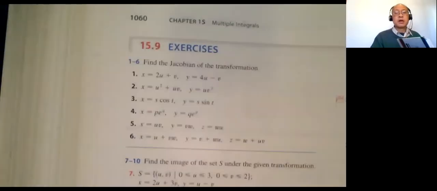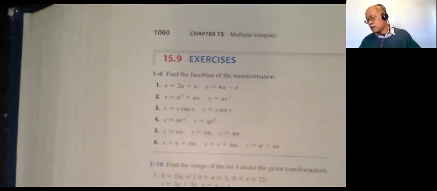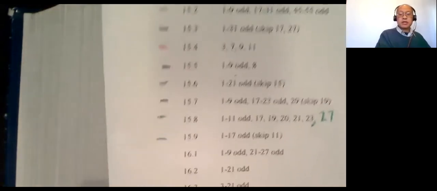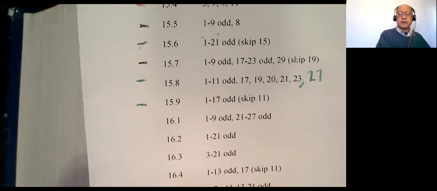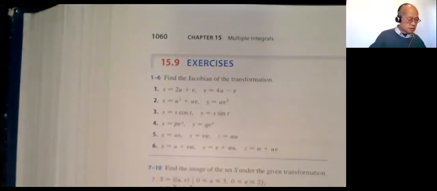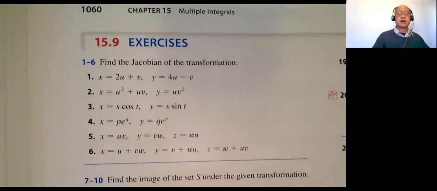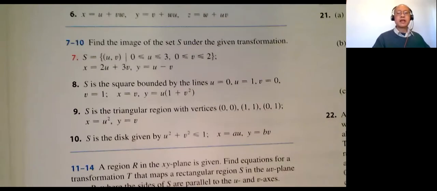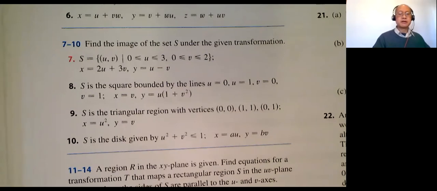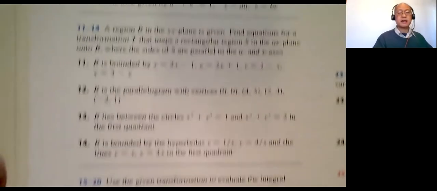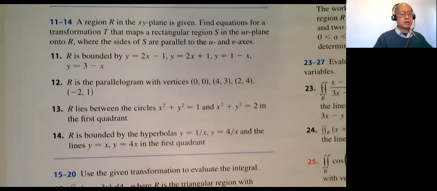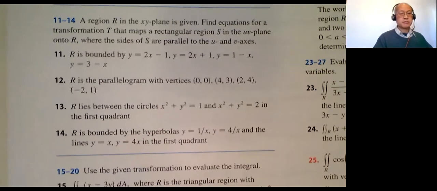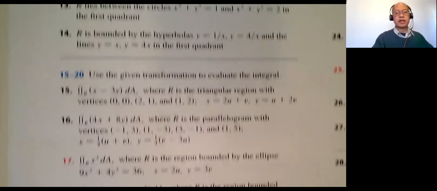Okay, so 15.9, we quote unquote only have to do 1 to 17 odd and skip 11. Okay. So let me show that to you for those of you that don't have the book. Okay, first problem is find a Jacobian, no big deal. Find the image set, that is a big deal. Okay, and then a few full-fledged integrals, okay, which can get really, really long.